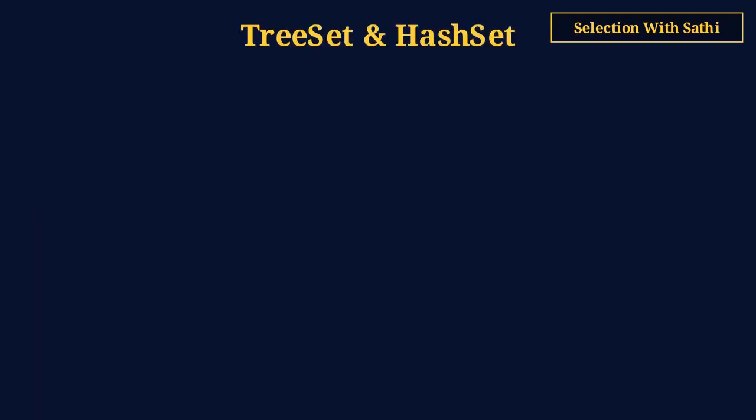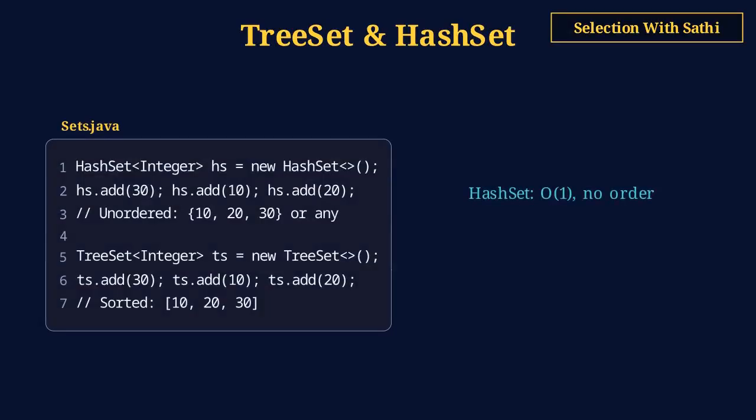TreeSet stores unique elements in sorted order. Elements are arranged by their natural ordering, numbers ascending, strings alphabetical. No duplicates allowed, adding a duplicate is silently ignored. First and last give the smallest and largest elements. All operations are O(log n) because it uses a red-black tree.